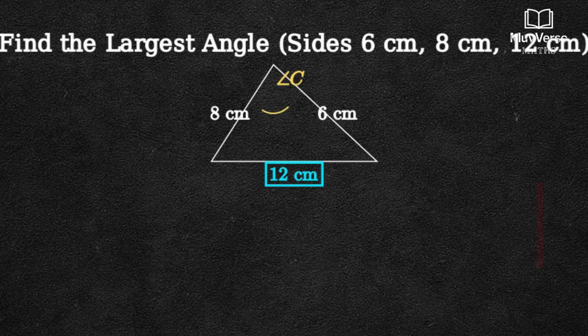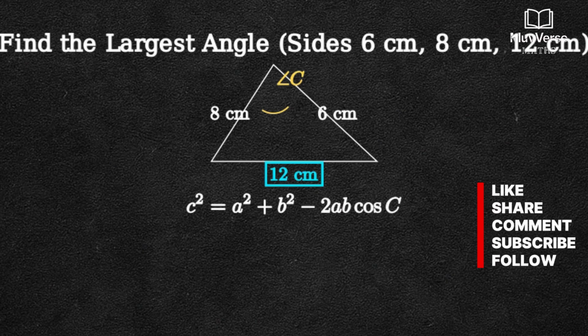Step 2. Write the law of cosines. For a triangle with sides a, b, and c, and angle C opposite side c, c squared equals a squared plus b squared minus 2ab cosine C. Here we set a equals 6, b equals 8, and c equals 12.